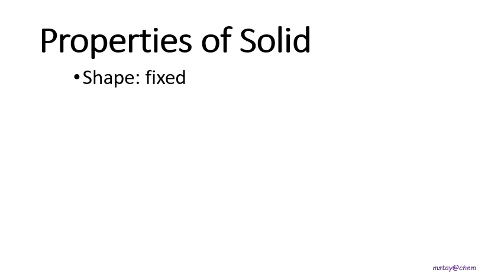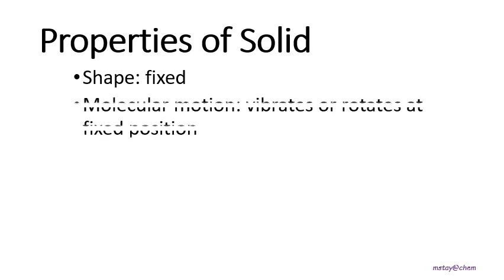The shape of the solid is always fixed. This is due to the molecular motion of solid. Most of the particles vibrate or rotate at a fixed position. This molecular motion causes the shape of the solid to always be fixed.